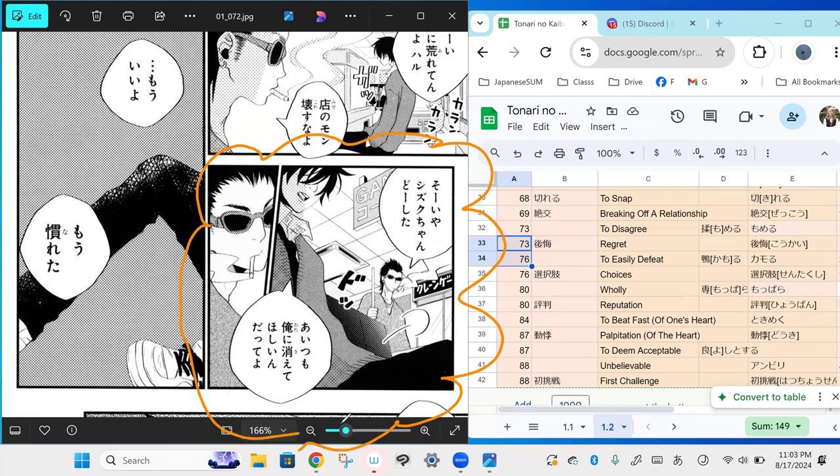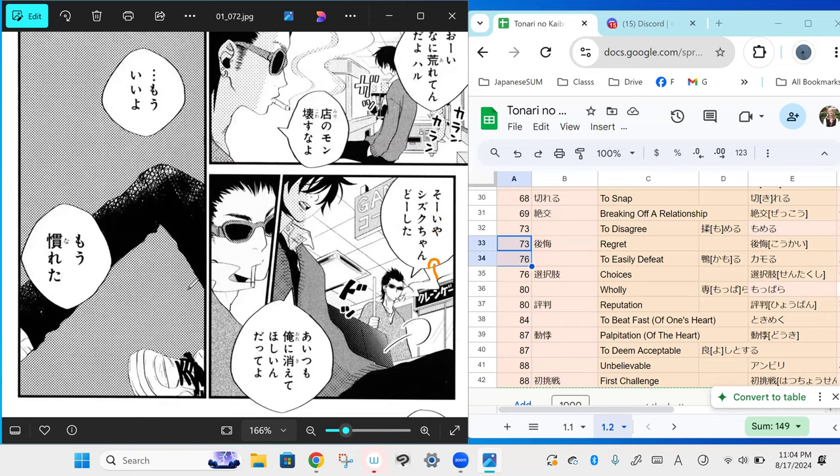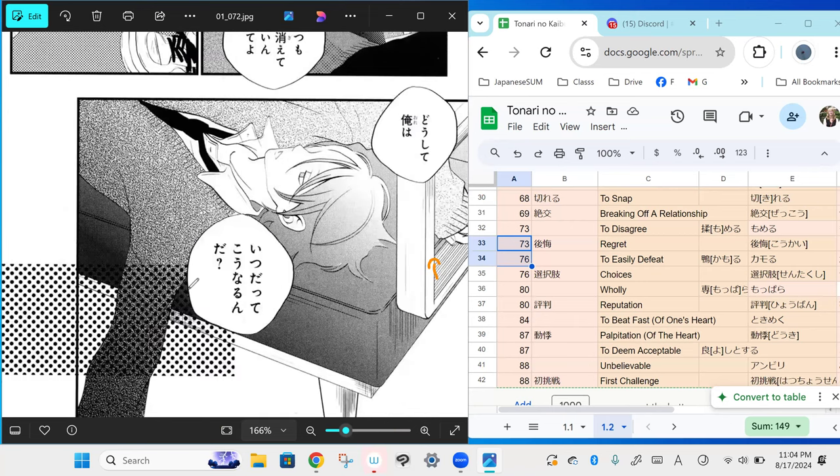And I'll read the next panels. "Ya, Shizuku-chan, do shita? Aitsumo ore ni kiete hoshin datte yo." So Mitty says, oh yeah, speaking of that, what's going on with Shizuku-chan? And Haru is like, you know that girl as well? She also told me that she wishes that I would disappear. And then I'll do the next part as well because it's really short. "Mo ii yo, mo narita." She says, I'm fine with it already. I am used to that. And the last bubbles on this page will go to you, Cookie.